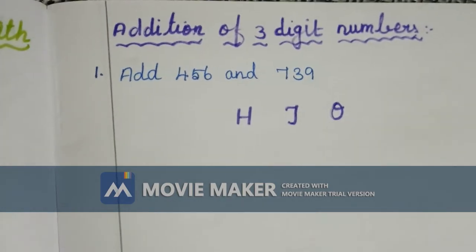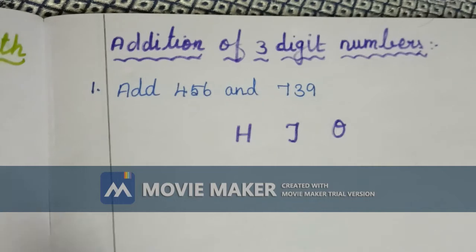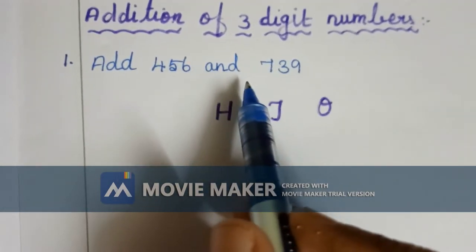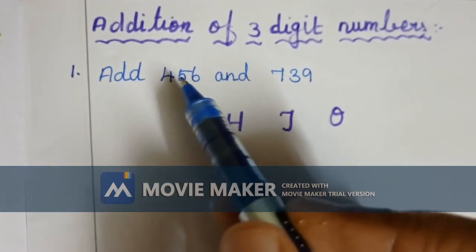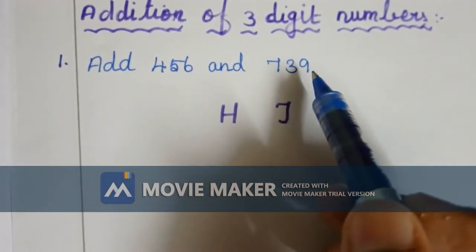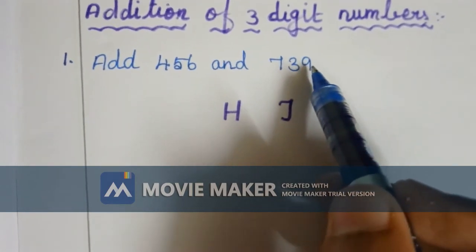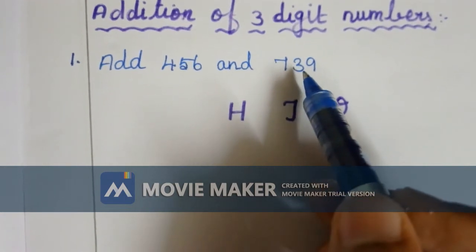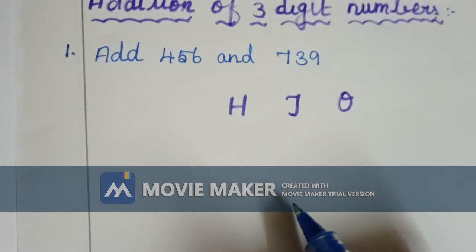Children, the next topic is addition of 3-digit numbers with regrouping. The first question is: add 456 and 739. Here these two numbers are 3-digit numbers. The 3-digit numbers have 3 place values, that is ones, tens and hundreds. The first step is to write the numbers one below the other as per their place values.